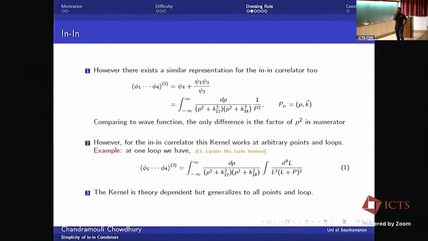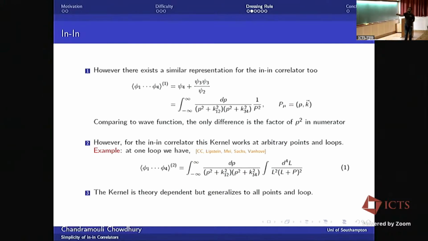But turns out, if you actually do that computation, you could write the in-in correlator in a very similar way, where you take your flat space Feynman propagator, and you perform an integral over the energies with an almost similar kernel. In fact, for this example, the only difference is the factor of p squared in the numerator. But the important thing here is the same kernel works at arbitrary points and arbitrary loops. So if I now wanted to evaluate the in-in correlator at the next loop, I would have the same kernel, but just put the flat space bubble integrand.